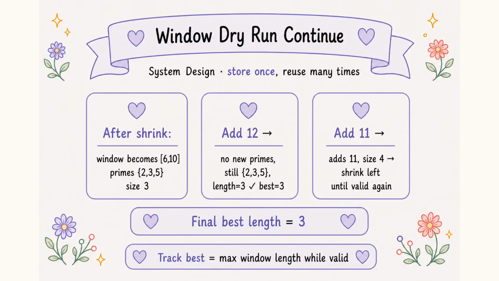Continue. Remove 7 by moving left. Window becomes 6 and 10 with primes 2, 3, 5, size 3. Add 12, no new primes, still size 3, length 3, update best to 3. Add 11, size becomes 4, so shrink again until valid. Final best length stays 3, matching the official answer.